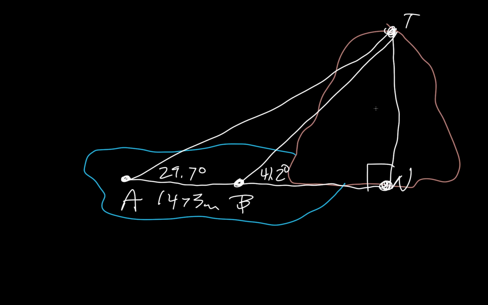So the final answer that we want is the height, which is the distance from N to T. Okay, this is my water, this is my mountain, all that cool stuff. Now we're going to use the law of sines to solve this. We don't quite have enough information, and so I'm going to find this angle first. To do that, it's going to be 180 minus 41.2.